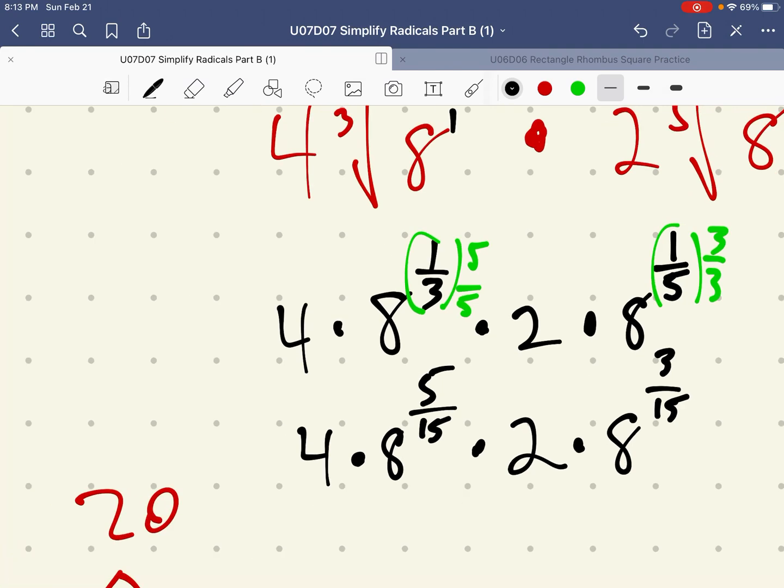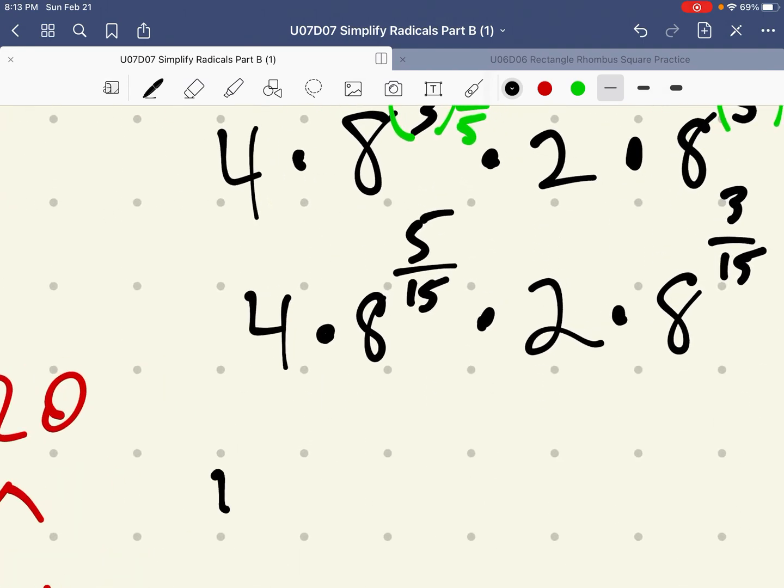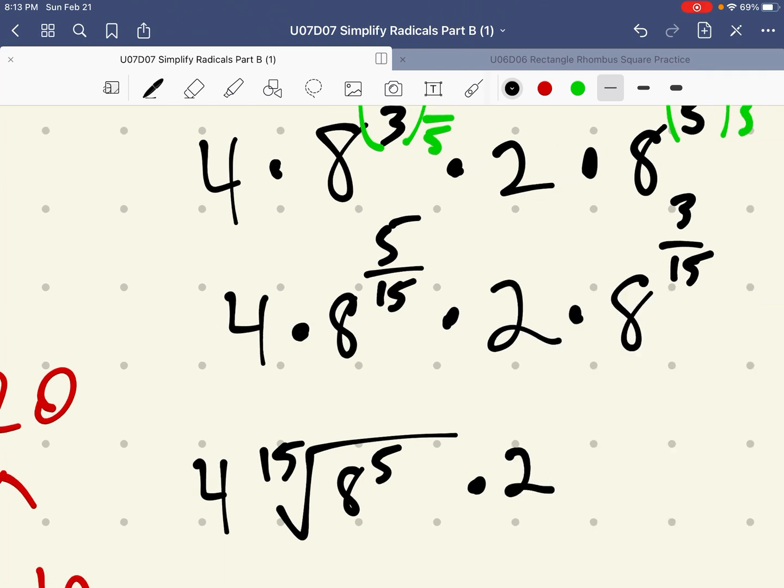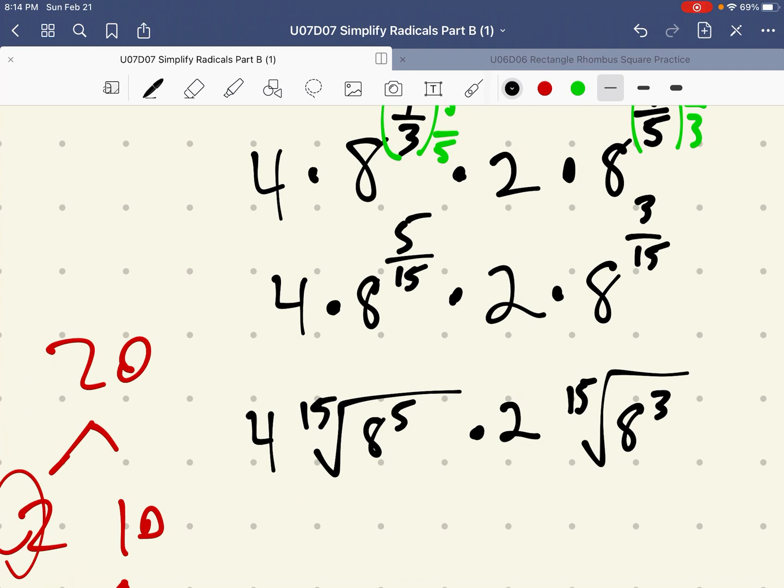And now we're going to convert them back into radicals. So this is going to be 4 15th root of 8 to the 5th power times 2 15th root of 8 to the 3rd power. We're going to multiply the coefficients. So 4 times 2 is 8. This is still a 15th root.